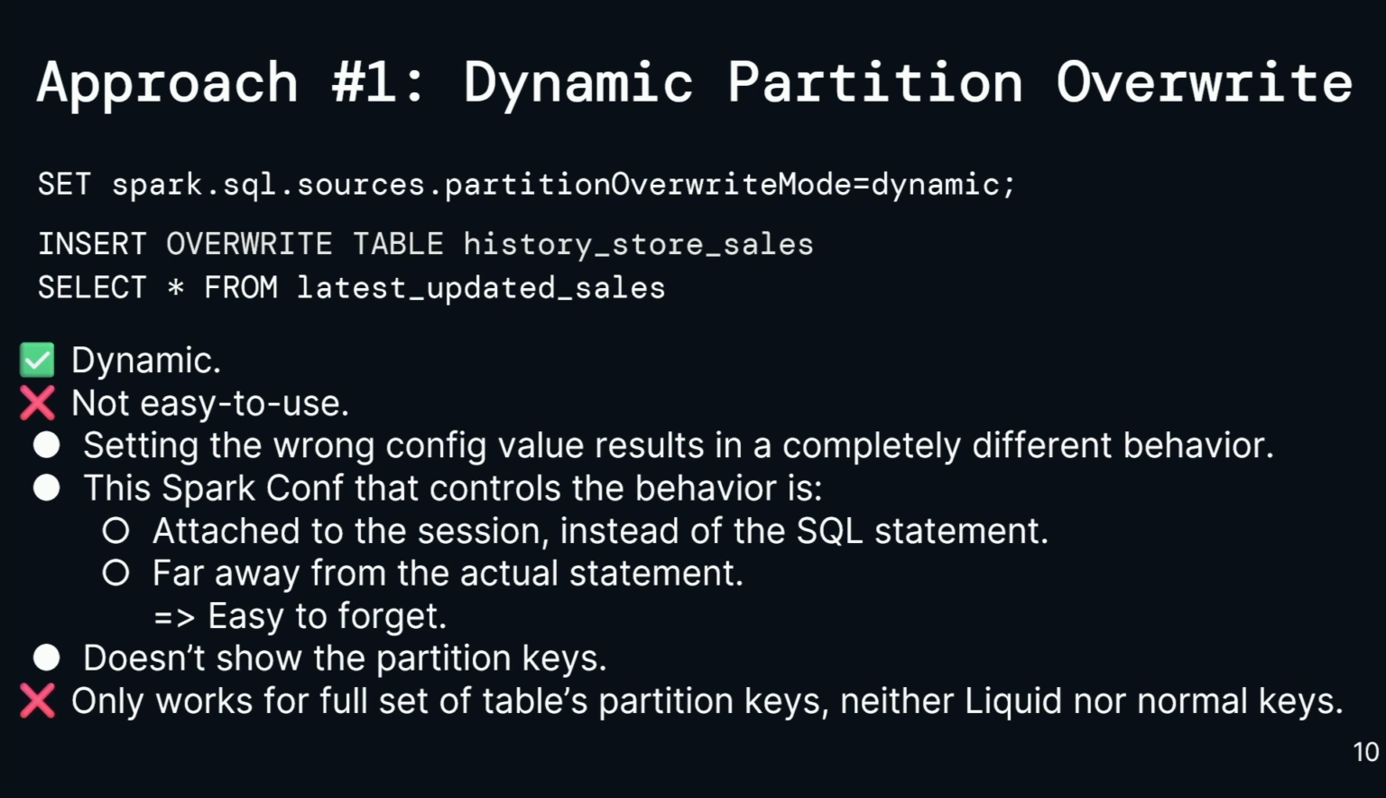So if you set the wrong config value, then it results in completely different behavior, and it can corrupt your table. Also, the Spark config that controls this behavior is attached to the Spark session instead of the SQL statement itself, and it can be far away from the actual statement. This makes it easy to forget about this config, even though it's such an important config. And also, the solution doesn't show the partition keys.